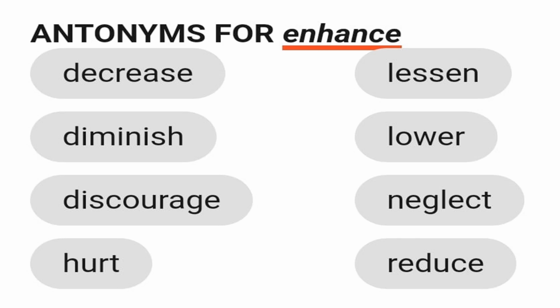What is an antonym? An antonym is a word which has the opposite meaning of the given word. So what are the words which have the opposite meaning of the word enhance? They are decrease, diminish, discourage, hurt, lessen, lower, neglect, reduce. These are the words that are antonyms for the word enhance.